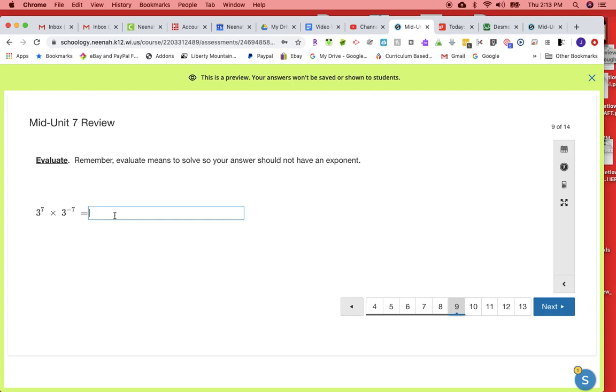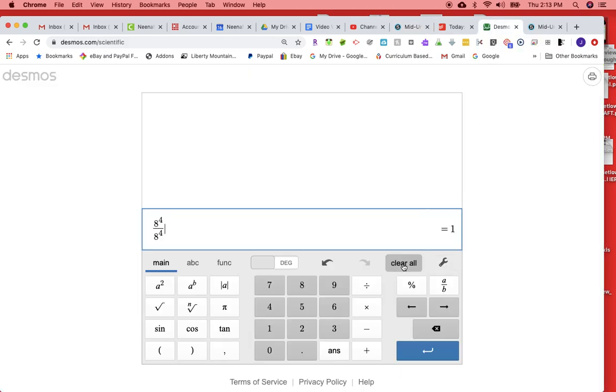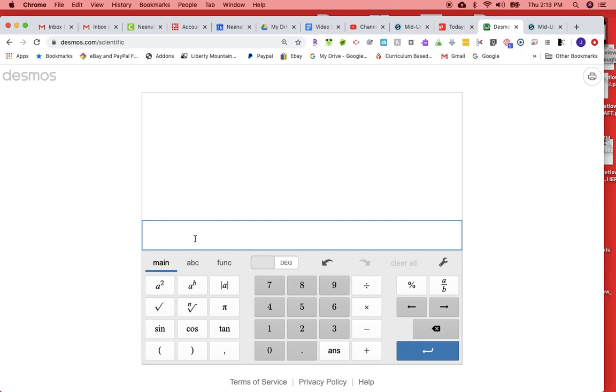Anything to the 0 power is going to be 1. If you wanted to type this into Desmos, I want to show you. If you would just copy this, I'll Control-copy and paste it into Desmos. I'm going to clear this out. You're going to notice it's not going to be perfect.